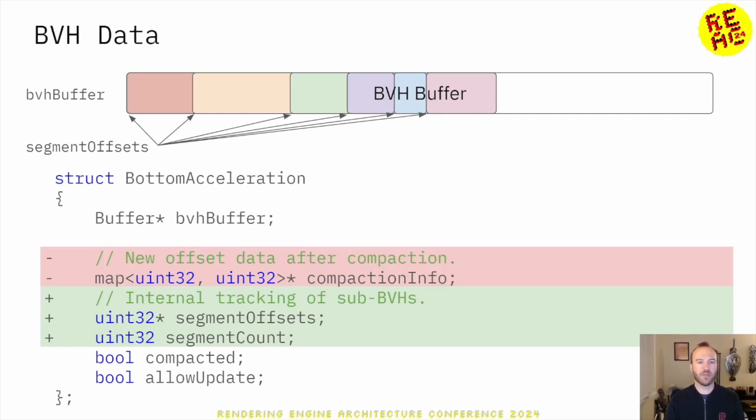Doing this helped the maintainability of the BVH management code, but it did not completely address compaction problems. It was merely a step along the path to get there.